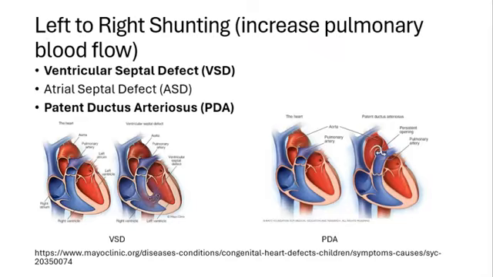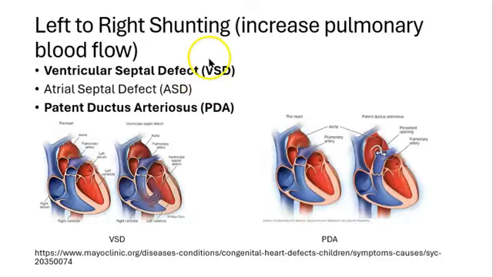The first defects that we're going to talk about are defects that increase pulmonary blood flow, so defects that increase blood flow to the lungs. They're also known as left to right shunting, because blood from the left side of the heart goes to the right side of the heart, and then the right side of the heart pumps that blood to the lungs. So blood is pushed from the left to the right and then to the lungs, and there's too much blood in the lungs. Think that the lungs are getting flooded. Some different types of left to right shunting include ventricular septal defect, atrial septal defect, and patent ductus arteriosus.